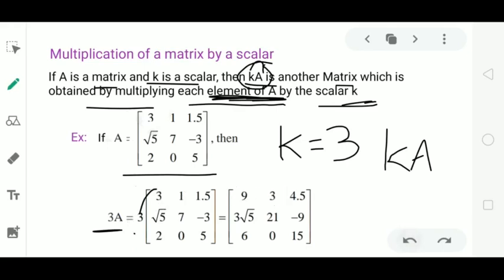In this way, we find the multiplication of a matrix by a scalar, and this resultant matrix is denoted by 3A. In general, if a scalar is given by K, then the resultant matrix is denoted by KA. Now, once again, look at the definition. If A is a matrix and K is any scalar, then K into A is another matrix, which is obtained by multiplying each element of A by the scalar K.